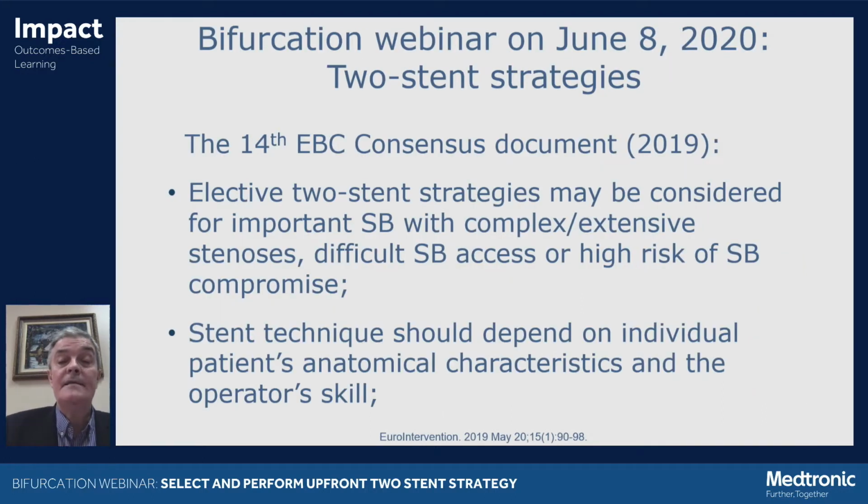Today we discuss the upfront planned strategy, and I'll just start by saying that the last consensus document from the European Bifurcation Club says that elective two-stent strategies may be considered for important side branches with complex or extensive stenosis, with difficult side branch access, or high risk of side branch compromise. However, stenting technique should depend on individual patient anatomical characteristics and operator experience and skill.